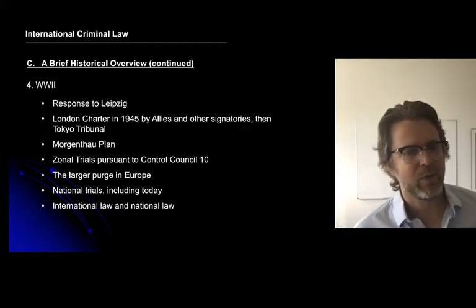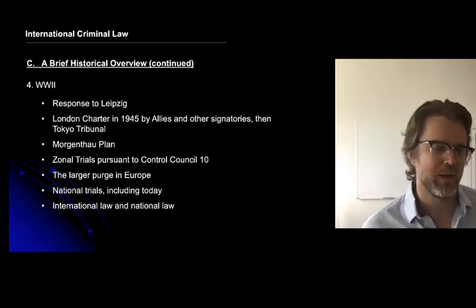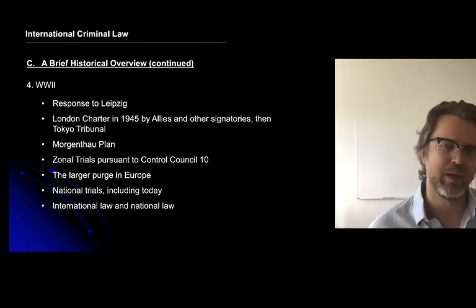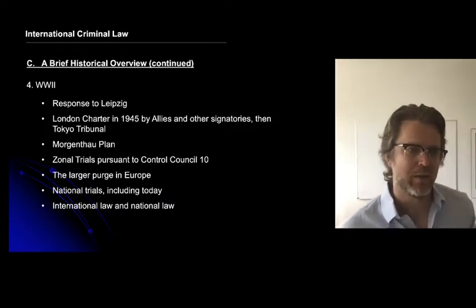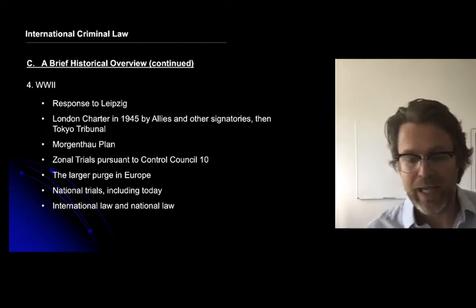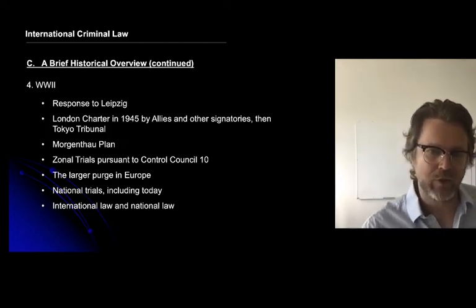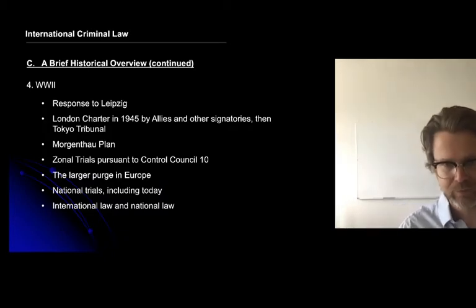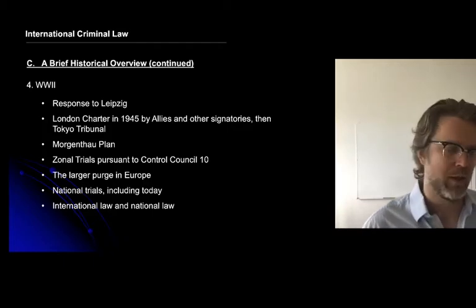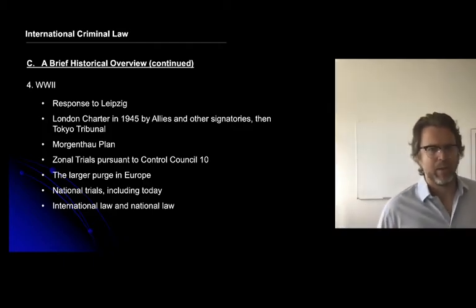A couple of other things that I wanted to highlight for you. So Nuremberg really was just the tip of the iceberg, and Tokyo also. In Europe, there were zonal trials. So there were trials in national courts in French-controlled Germany, Russian-controlled Germany, English-controlled Germany, and American-controlled Germany, and that produced a whole body of cases.